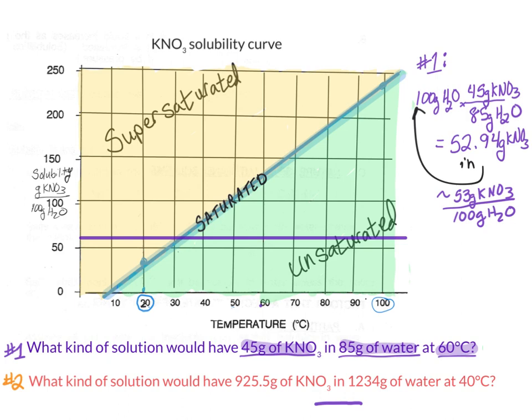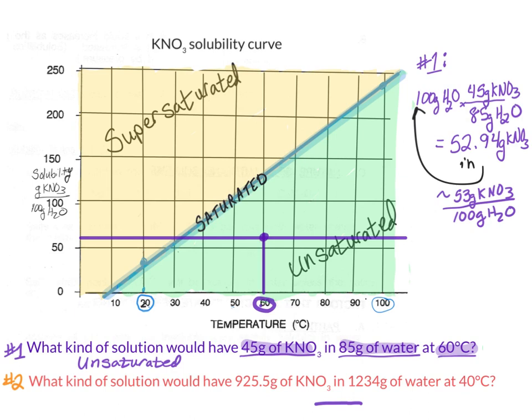So it is still the same ratio, but given that we have 100 grams of water so that we can compare it to the solubility curve. And now we go to the 60 degree temperature. We go up until we hit that concentration of about 53 grams of KNO3 per 100 grams of water. And we see that that is in the unsaturated region. And you can pause the video to try the next one.